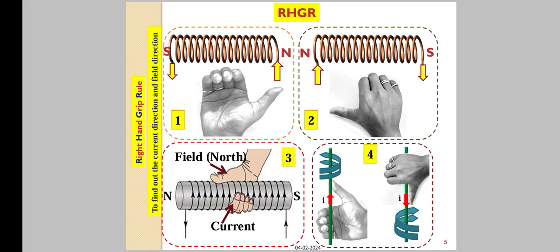So here we can see the direction of that magnetic field. It is in the anti-clockwise direction. In the second figure, when the current direction is downward, the direction of the field is in the clockwise direction. So by using this right hand grip rule, we can easily find out the direction of the current and the direction of the field.